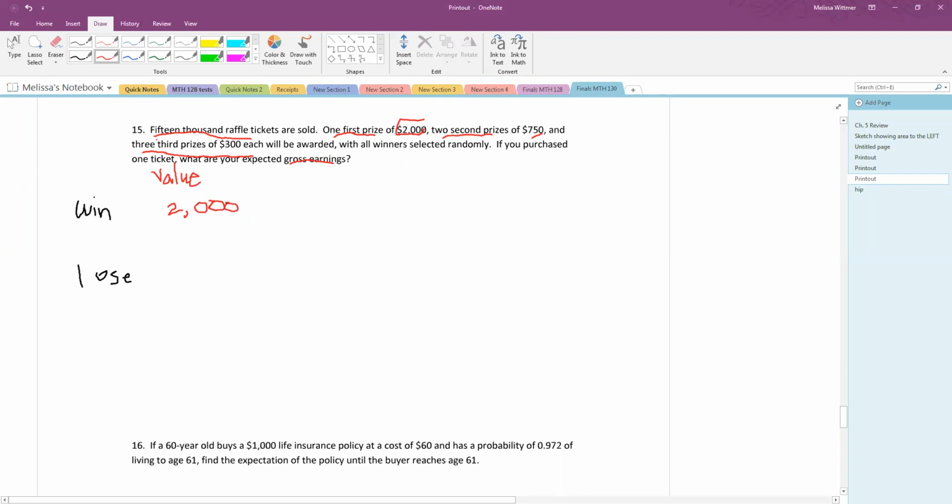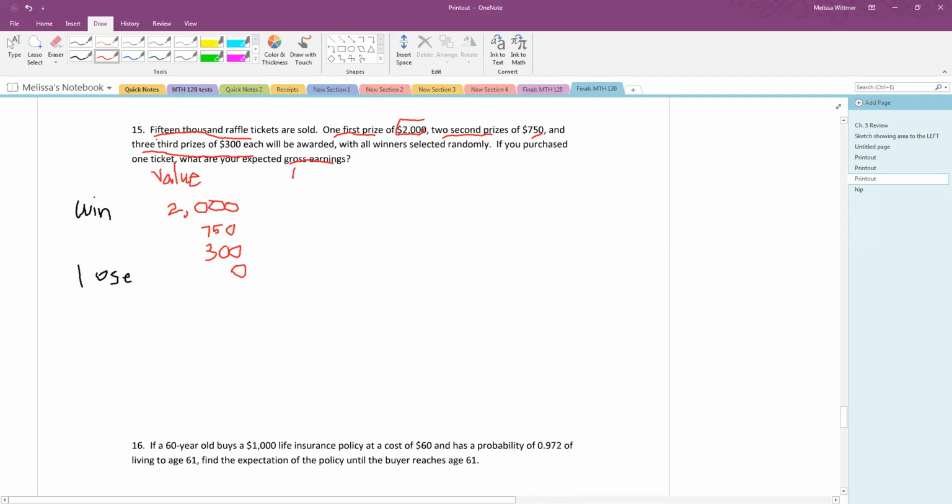We can also win $750. Now note there's two second prizes, but you only list the $750 once. And then we can win $300. Again, only once, so each unique value is listed one time. Lose, there's no cost to play, so $0.